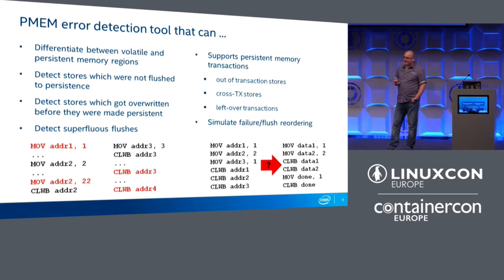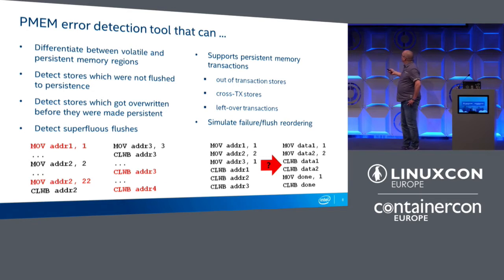The last feature, probably the most interesting, is something that could allow us to simulate the things that happen in the CPU, like reordering the flushes. Because of CPU cache pressure, a later store could actually be flushed before an earlier store, right? This actually may happen, so you need to care about it.